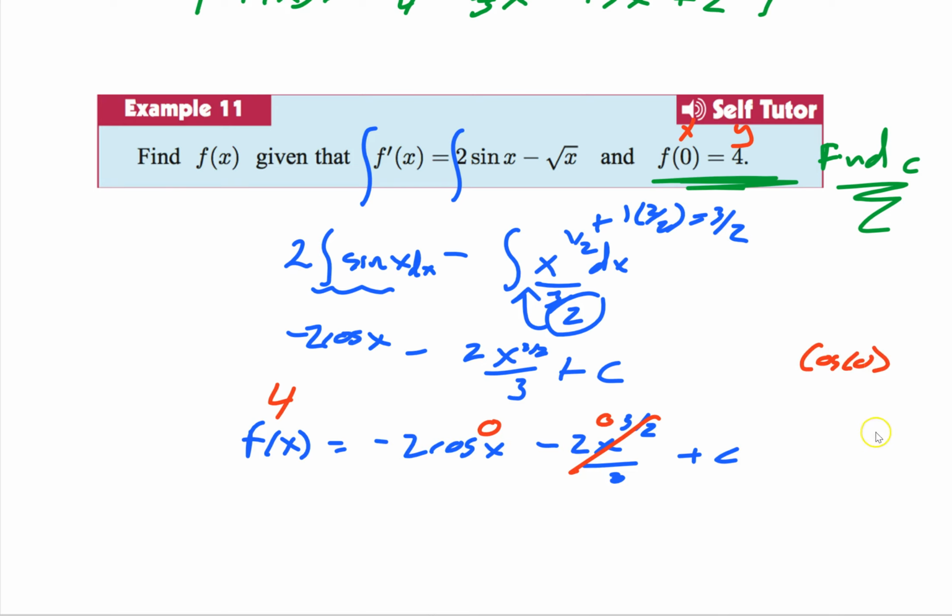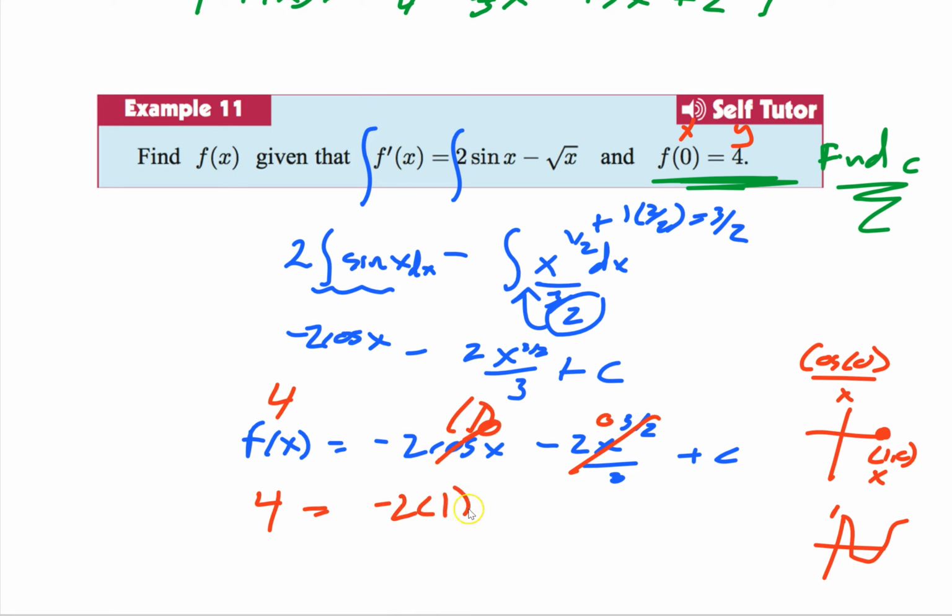Now there's 2 ways you can do that, guys. One way is to use your chart, there's actually lots of ways you can do this. I'm gonna use the chart here, 1, 0. And cosine's the x value, so 1. You can also think about the graph. Graph of cosine starts on top, so it starts at 1. So 4 equals, this is going to be 1.